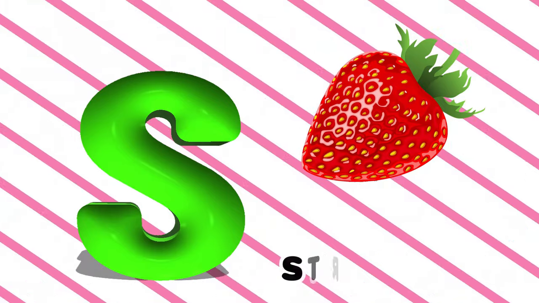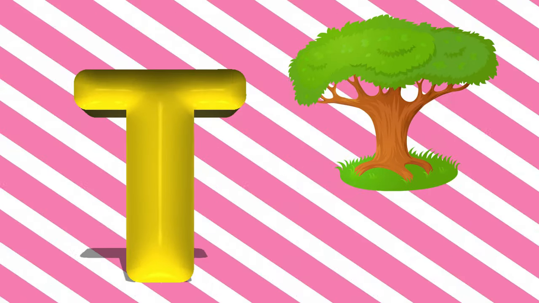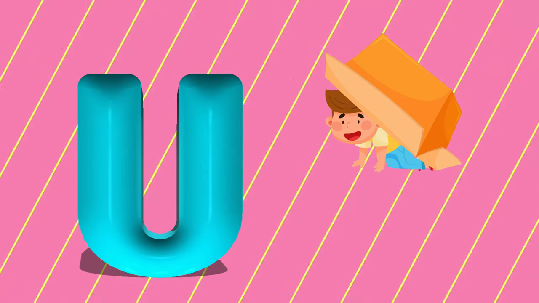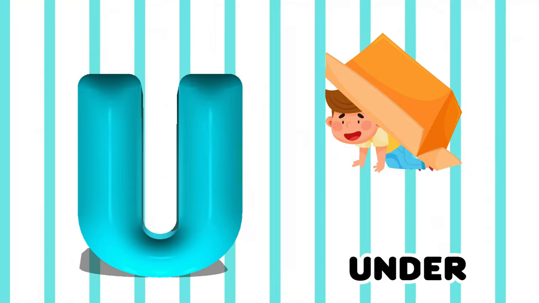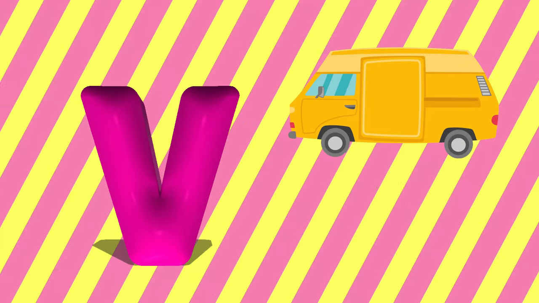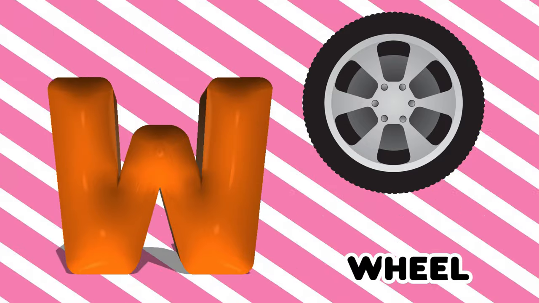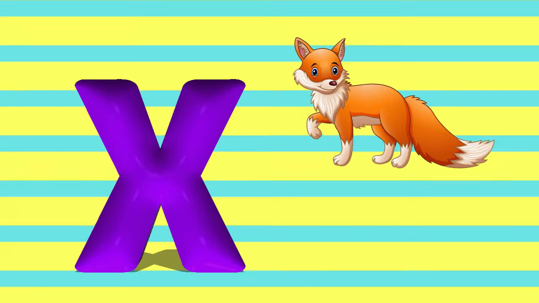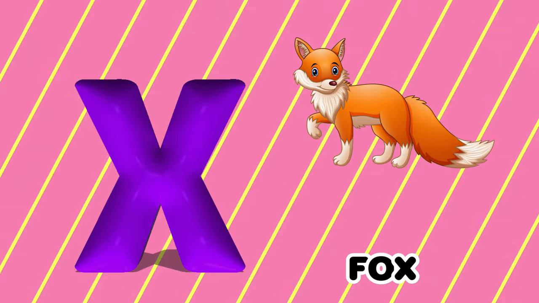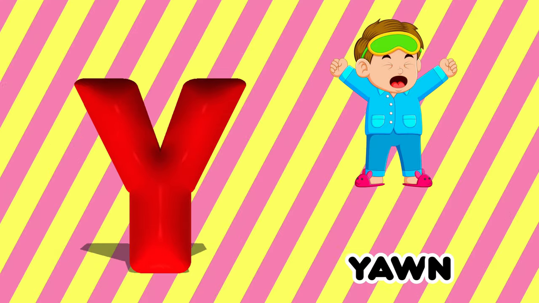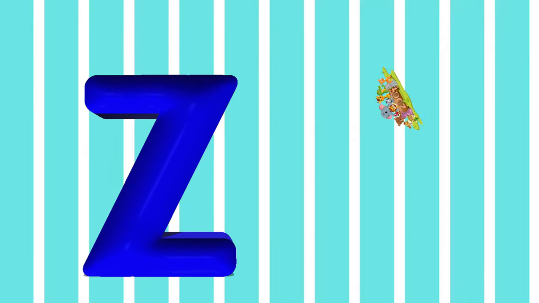For strawberry. T for tree. U for under. V for wheel. X for fox. Y for yarn. Z for zoo.